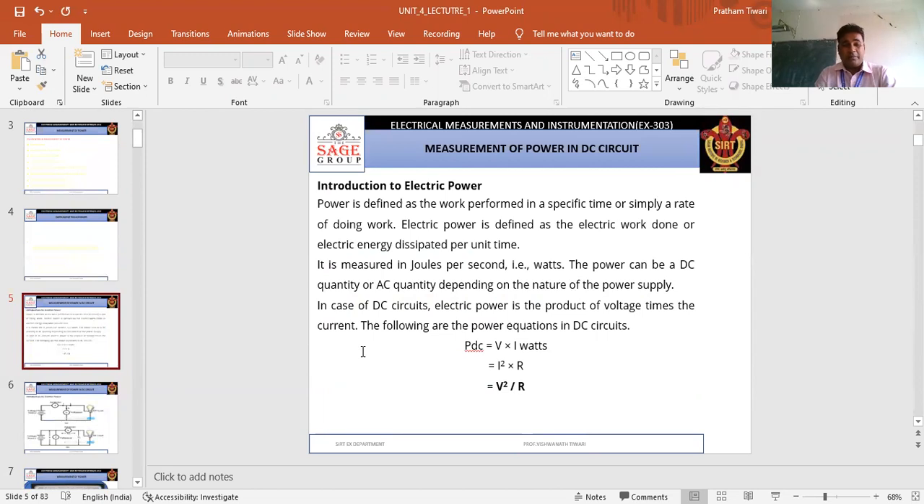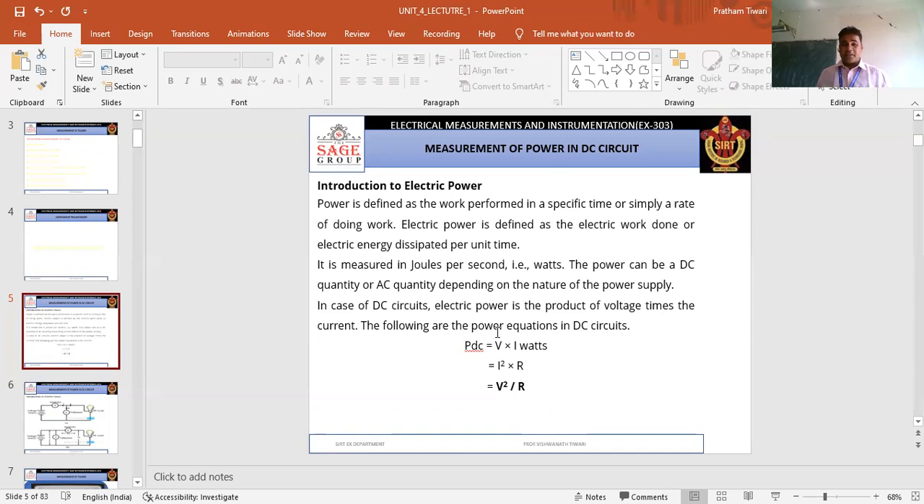Now the introduction of electric power. Power is defined as the work performed in a specific time, or simply the rate of doing work. Electric power is defined as the electric work done or electric energy dissipated per unit time. It is measured in joule per second, which is called watt. The power can be a DC quantity or an AC quantity depending on the nature of the power supply.